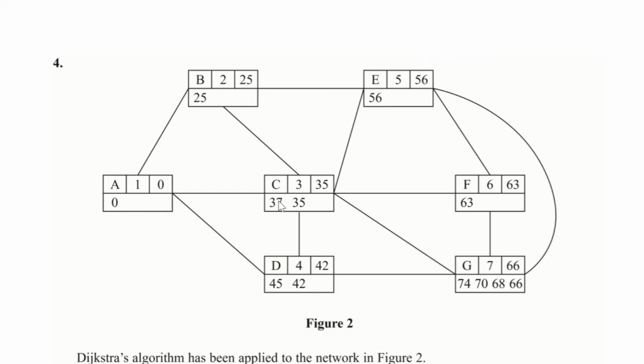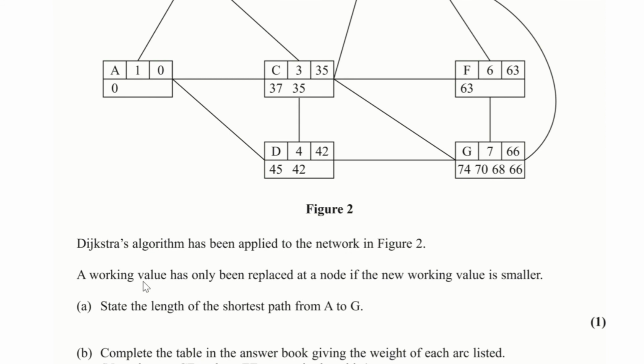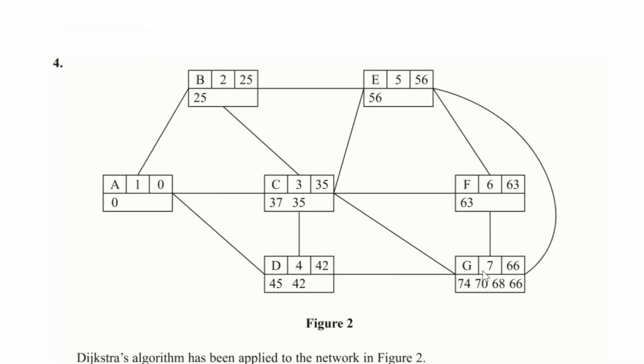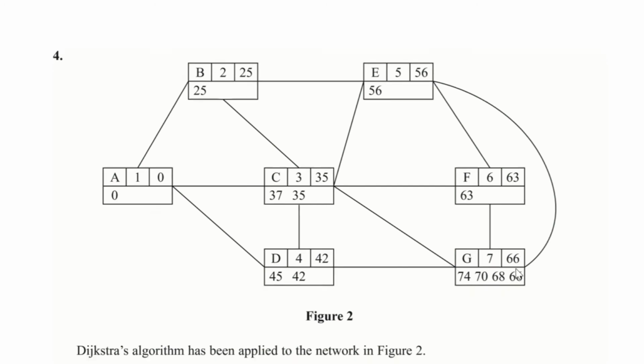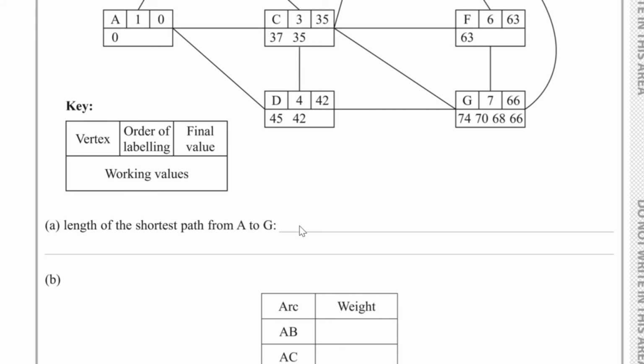Question number 4. Dijkstra's algorithm has been applied to the network in figure 2. A working value has only been replaced at the node if the new working value is smaller, and that's standard for Dijkstra's algorithm. For part A, we have to state the length of the shortest path from A to G. So from A to G, which is over here, the shortest path, well, that's going to be 66. So for part A, that quite clearly is 66.